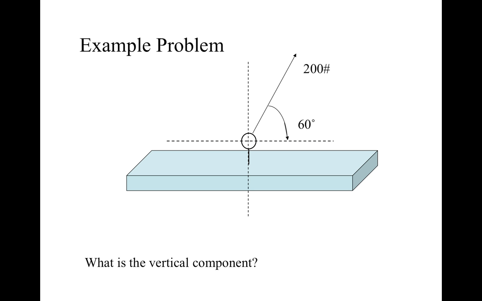Now, let's look at an example problem. Here we have a force, perhaps the force on this screw, pulling at this screw line. The force is 200 pounds and it is pulling at an angle of 60 degrees to the horizontal surface of the board. So, what is the vertical component? Or, in other words, how much of this force is directly vertical to the plane of the board?